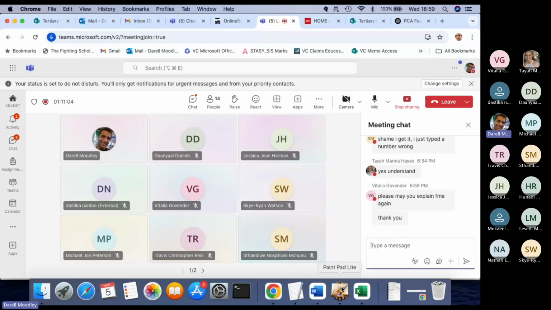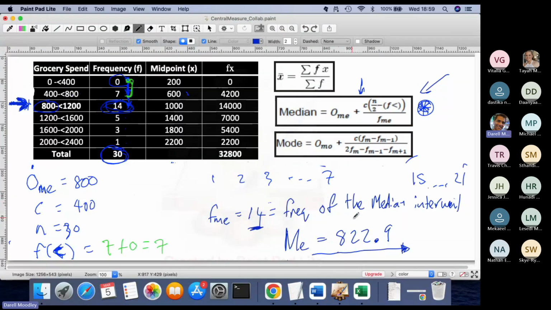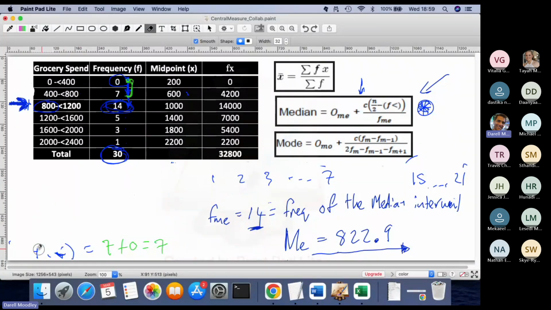Okay, no problem. All right, so that's the median. Now, lastly, we are going to work out the mode. It's a very similar principle, because if you understand how to do the median, the mode is a similar concept. Right, this is the last thing we're going to do for this evening.